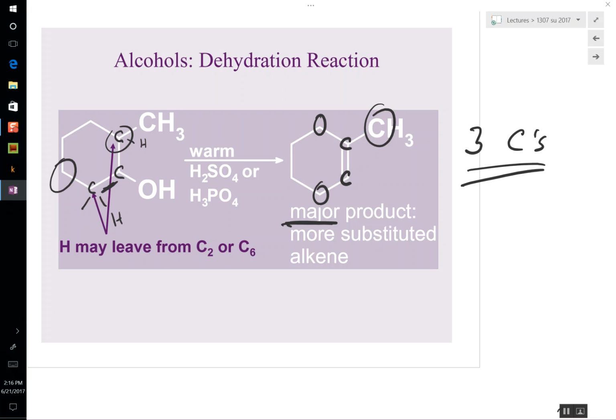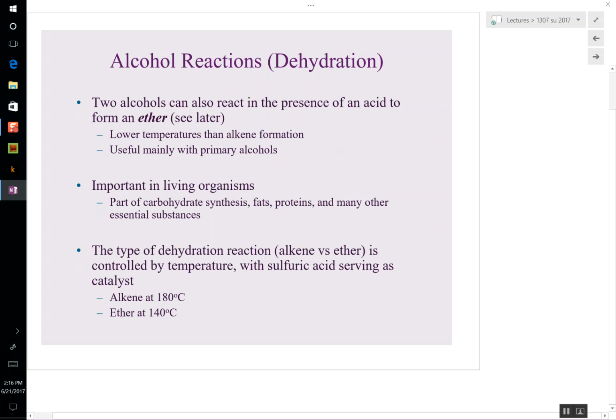20 more slides. Okay, ethers. This chapter 12 is about alcohols and ethers. So, ethers. This is also a dehydration reaction. What is an ether? An ether is this. That's the general formula of an ether.